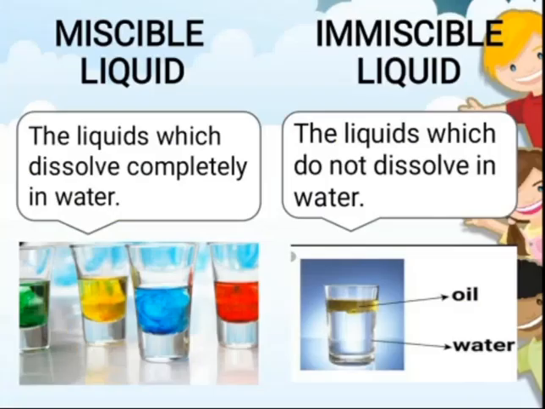Now children, next topic is miscible liquid and immiscible liquid. The liquids which dissolve completely in water are called miscible liquids, whereas the liquids which do not dissolve in water are called immiscible liquids. An example of miscible liquid is when we dissolve ink in water. Here, an example of immiscible liquid is oil in water.